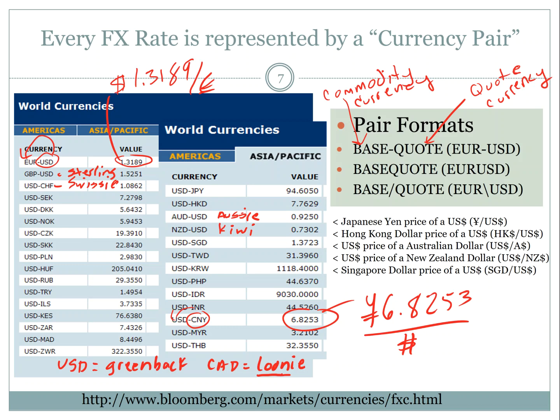Now, the dollar price of an Aussie, dollar price of a New Zealand dollar, those are both usually direct. So the only direct ones are generally the euro, the pound, the Aussie, and the Kiwi. All currencies have cute names. So the New Zealand dollar is the Kiwi, the Australian dollar is the Aussie.